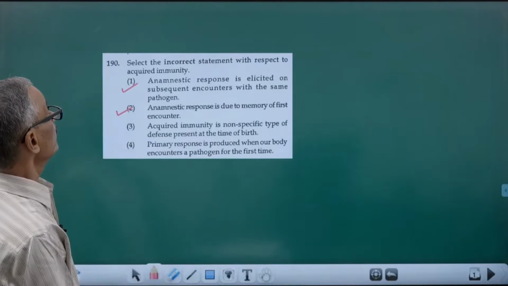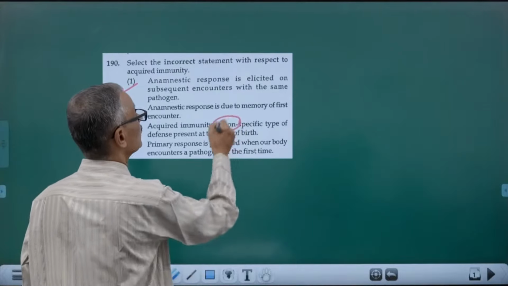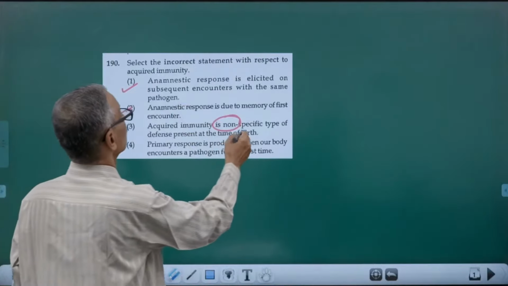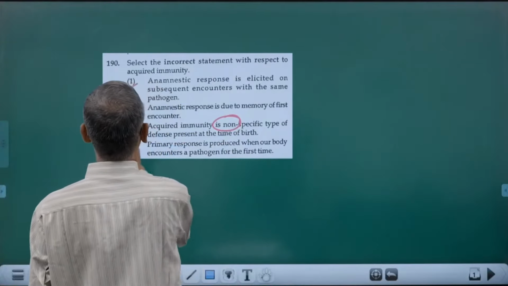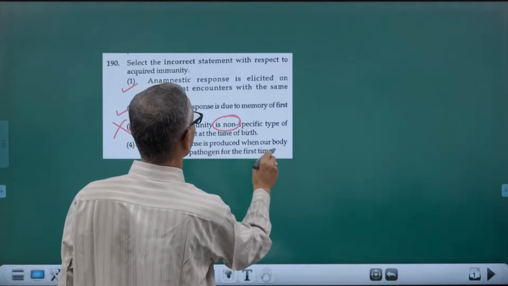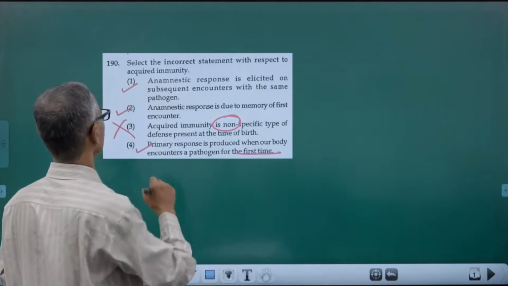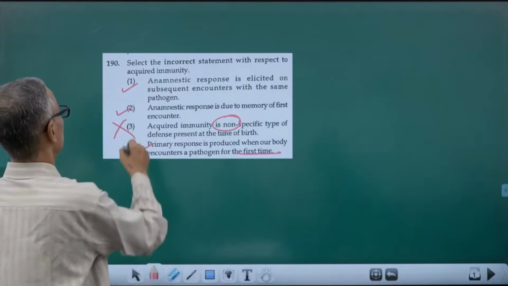Acquired immunity is non-specific. No, it is specific against the particular pathogen only. So, it is not correct. Primary response is produced when our body encounters a pathogen for the first time. That also is correct. So, the wrong statement is 3.